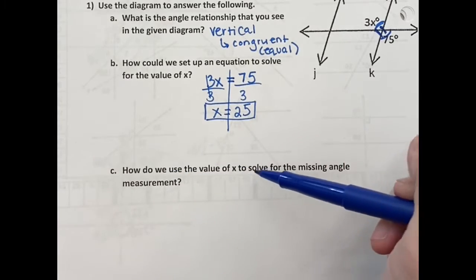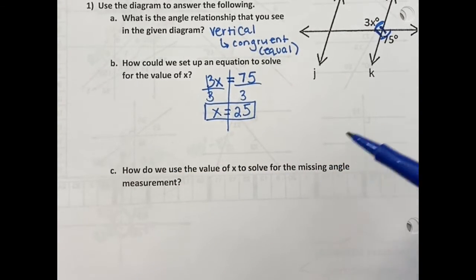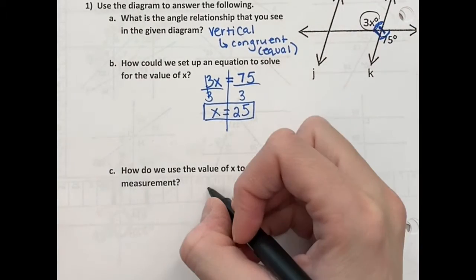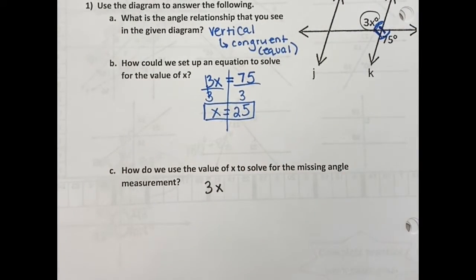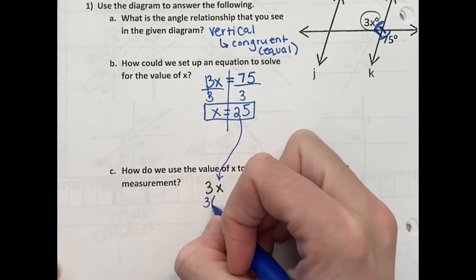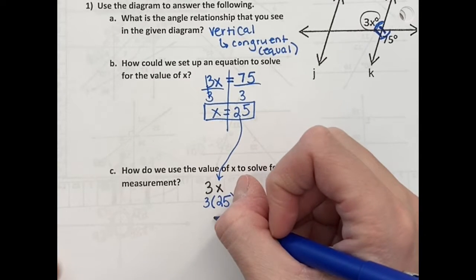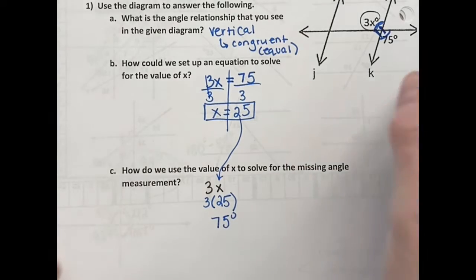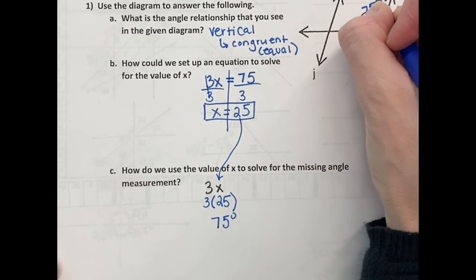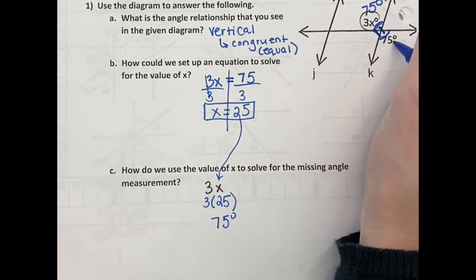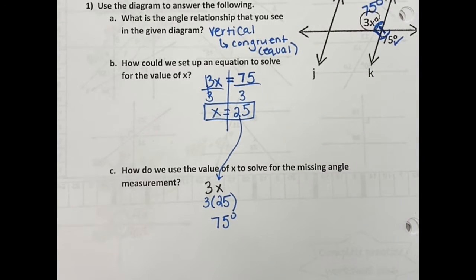So then, how do we use the value of x to solve for the missing angle measurement? Well, x is 25, but this angle is 3x. If x is 25, everywhere I see x, I can just replace it with that 25. So this becomes 3 times 25, which just gives me 75 degrees. So this angle of 3x is 75 degrees. And to check, these should be equal. So 75 degrees equals 75 degrees, so you know you did it correctly.